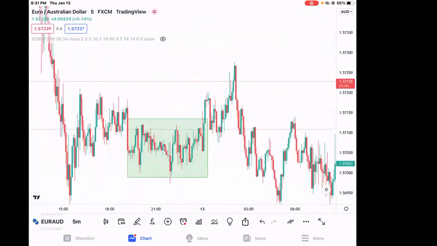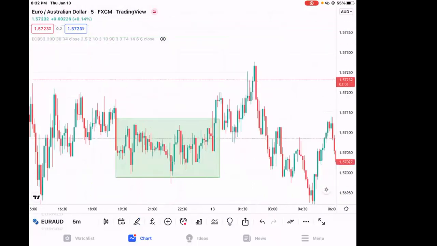This is what it looks like. It's not going up, it's not coming down. The market is just moving sideways. So when you see something like this, my best advice for you is to just let that pair go. Look for another thing to trade on.